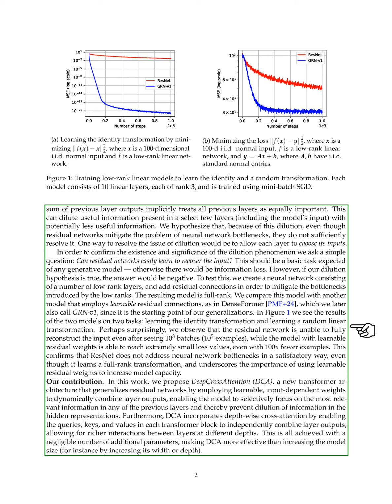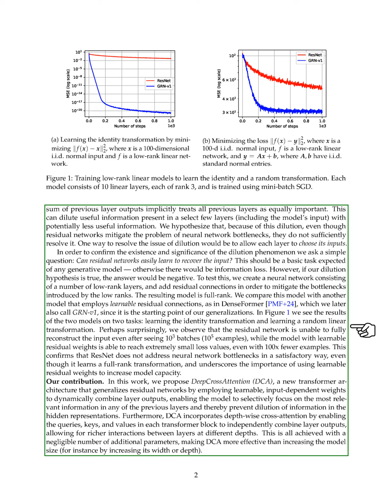The residual network struggled to reconstruct the input even after processing a large number of examples, while the model with learnable connections achieved much better results with significantly fewer examples. This indicates that ResNet does not adequately resolve bottlenecks, emphasizing the need for learnable residual weights to enhance model capacity.